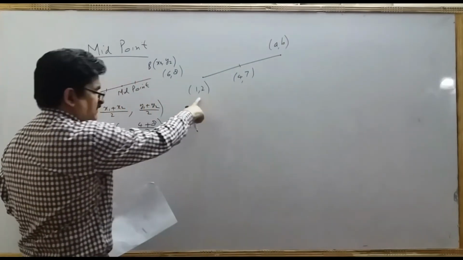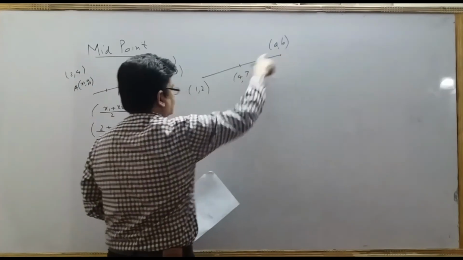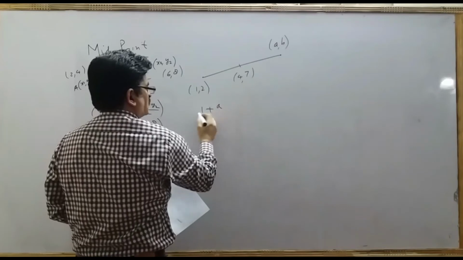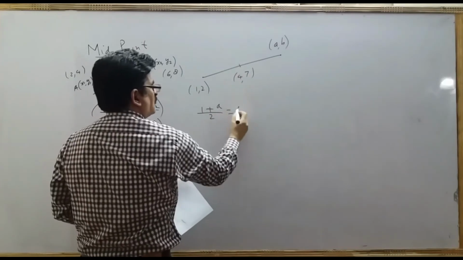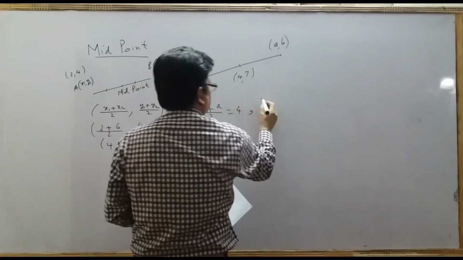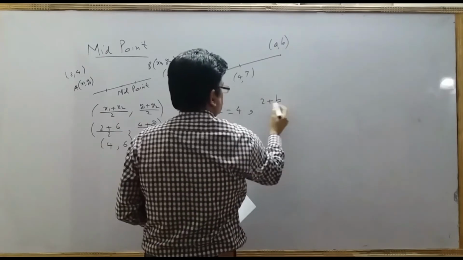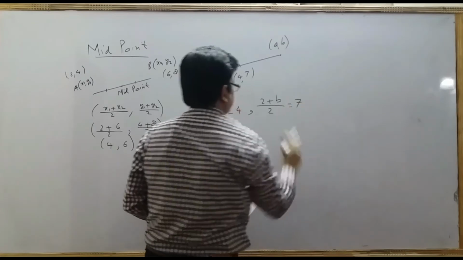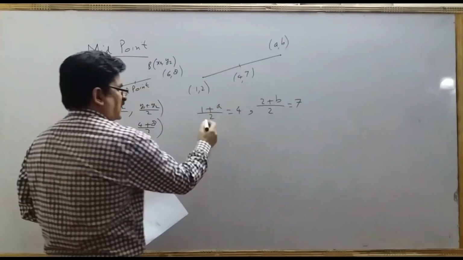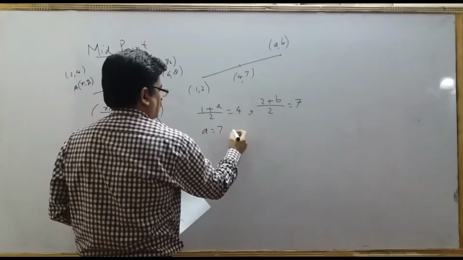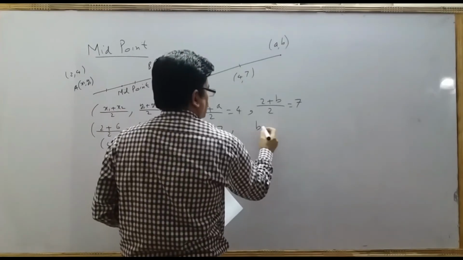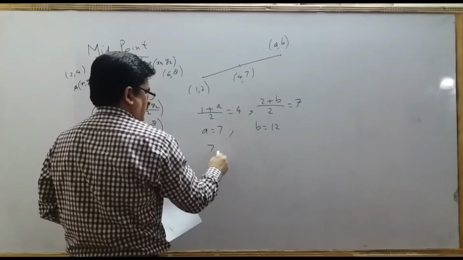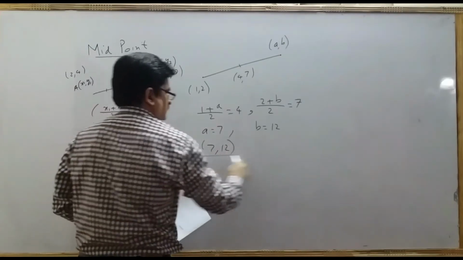Now, taking this as x1, y1 and this as x2, y2, applying this formula, we have (x1 plus x2) divided by 2 equal to 4, and (y1, which is 2, plus y2, which is unknown) divided by 2 is equal to the midpoint y coordinate. From here you will get x is equal to 7, a is equal to 7. From here you will get this is 12. So one endpoint we have found is 12.